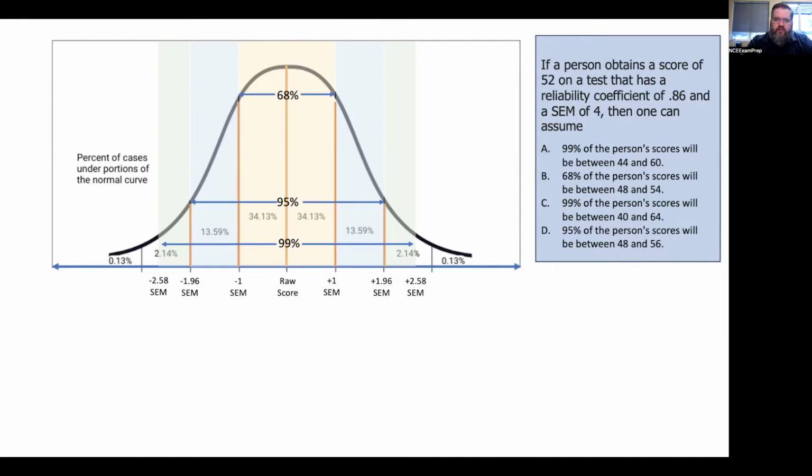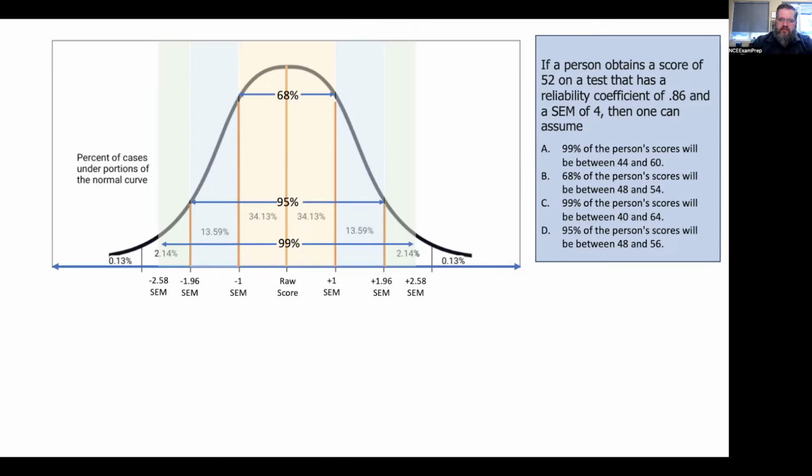Okay, so for this, we need to determine what we need to know, what we don't need to know. The reliability coefficient is only telling us that this is a highly reliable test. The closer we get to 1, that's a more reliable test. If it was lower than that, it would be a less reliable test. And so we don't really need the 0.86 for this question to be answered, but let's look at the rest of the information.